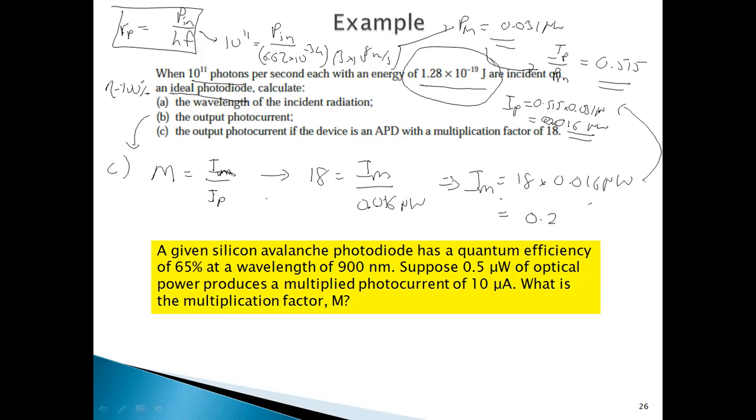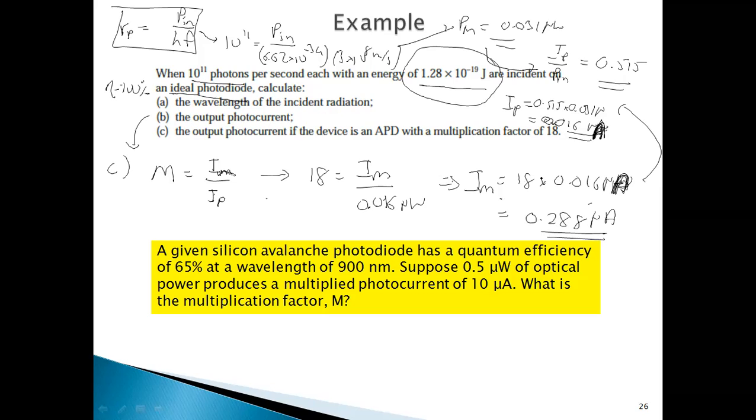Sorry, this is not microwatt. I apologize. This is microampere, yes, microampere, not microwatt, for the output photocurrent. Basically it should be in ampere. I apologize, it's my mistake here. So the answer for this multiplication, for the case of the photocurrent when the multiplication process has occurred, should be equal to 0.288 microampere. So that should be your photocurrent produced when the device is said to be an APD with a multiplication factor of 18.